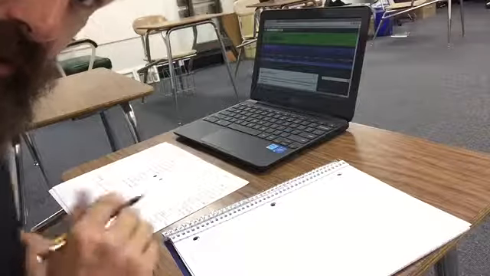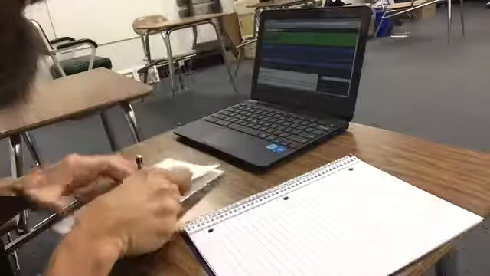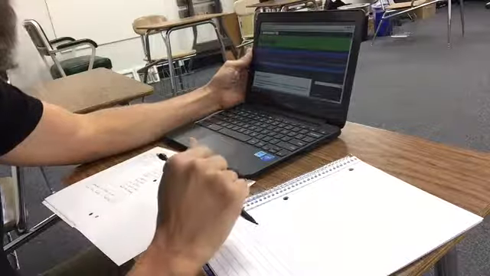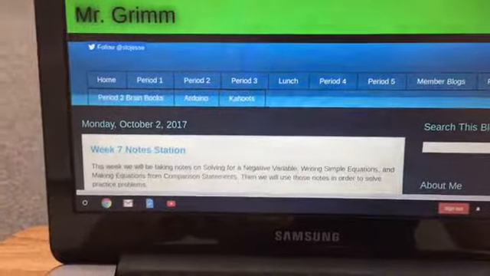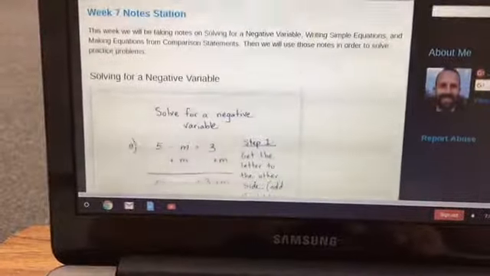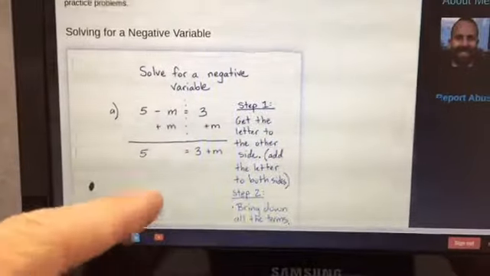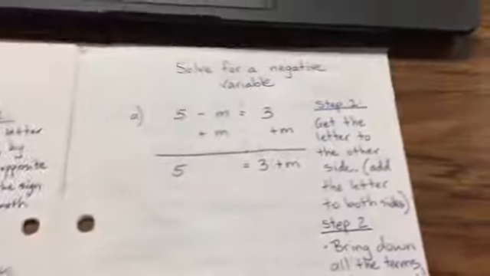So at this station, you're going to need several things. You need a sheet of paper, you need your brain book, and you need the Chromebook opened up to my website. On my website, go to my page and find the Week 7 Notes Station blog post. Scroll down to where it says Solving for a Negative Variable. Here you'll find the notes that need to be written into your brain book.